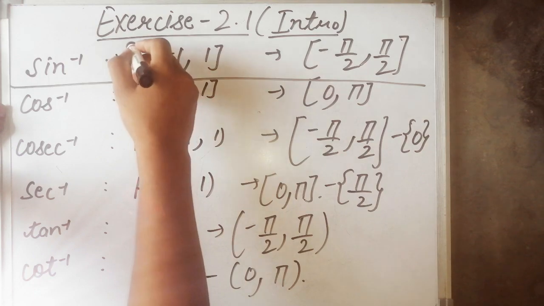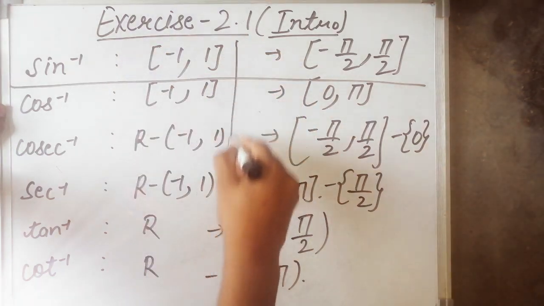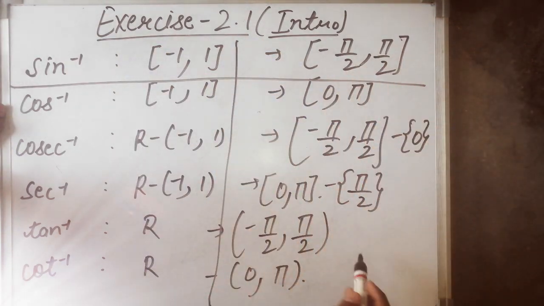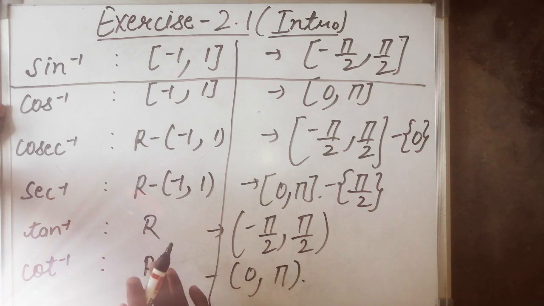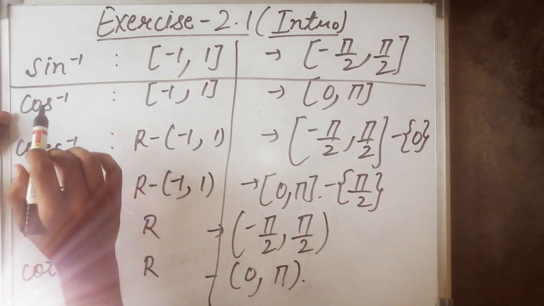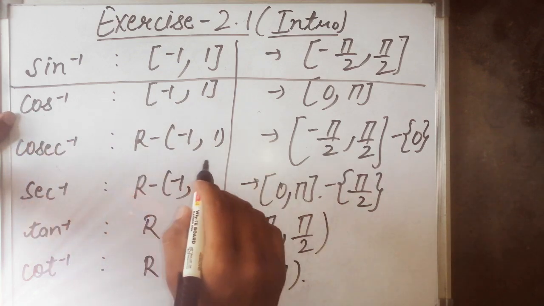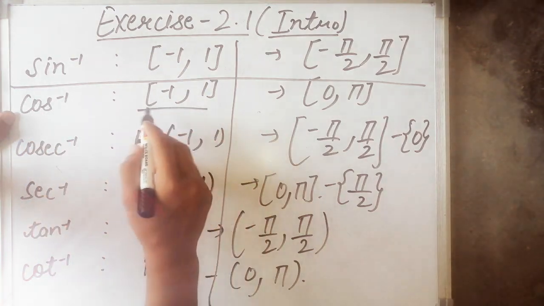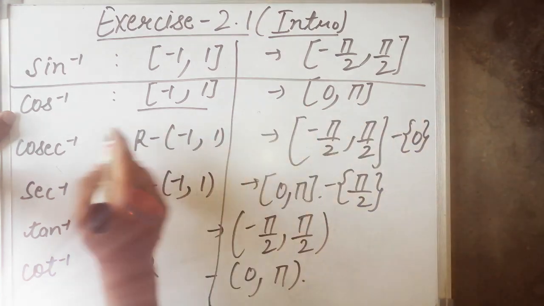Okay, this is the domain section and this is the range of these six inverse trigonometric functions. Okay, this is cos inverse. Cos inverse domain is -1 to 1 and its range is 0 to pi.